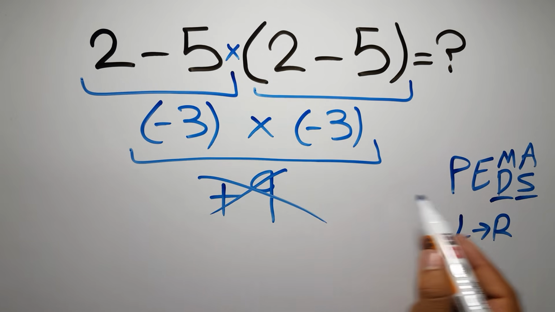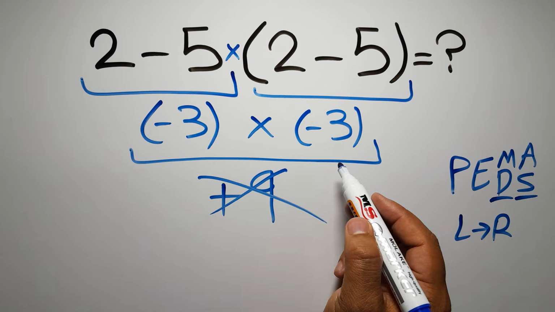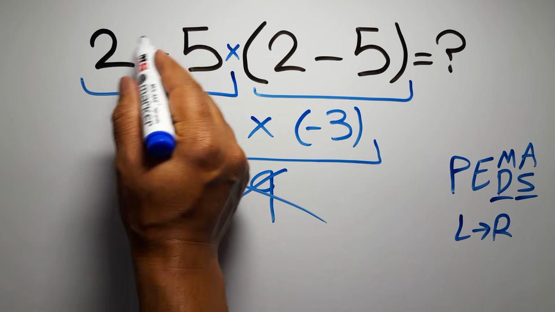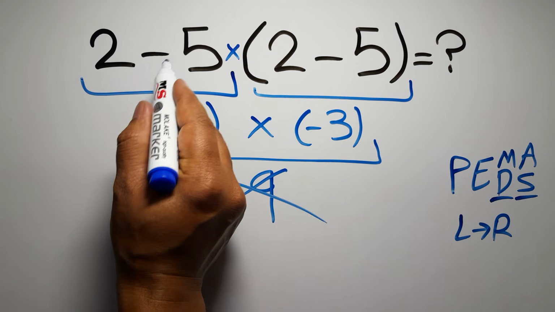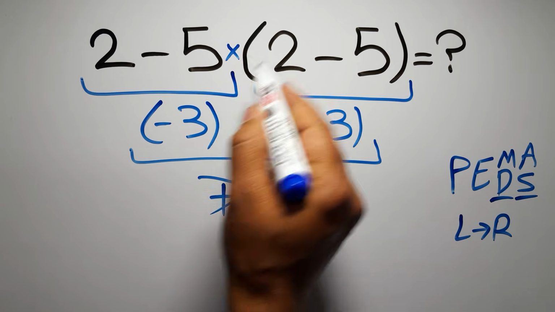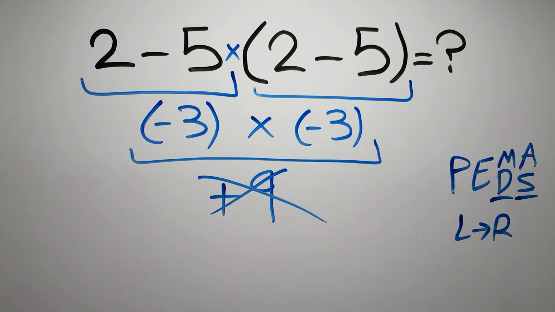So according to the PEMDAS, first we have to do this parenthesis, then this multiplication, and finally this subtraction. If we do this subtraction before this multiplication or this parenthesis, it is wrong.